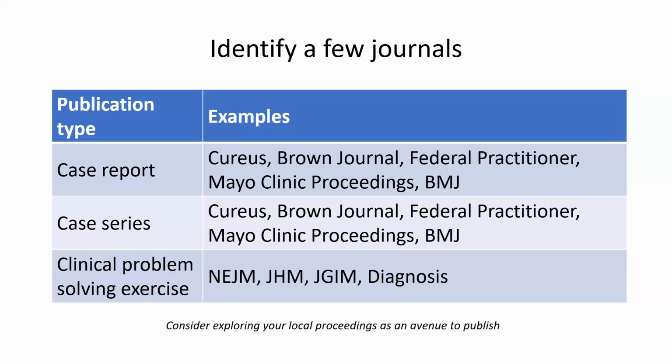And here are a couple examples of a few journals. So using that same publication subtype that we talked about, here are some examples. And then you should always consider exploring your local proceedings as an avenue to publish. Now, that may not be peer-reviewed or PubMedable. However, it can count as scholarship internally, which is needed for academic advancement.